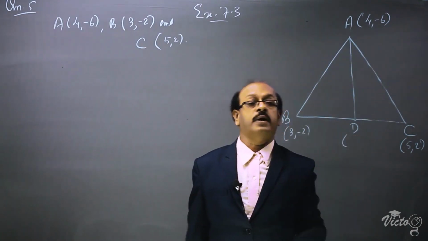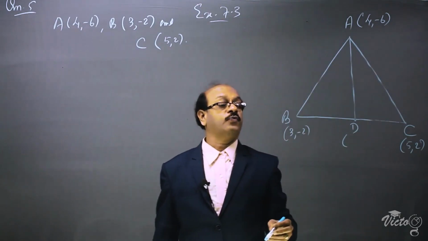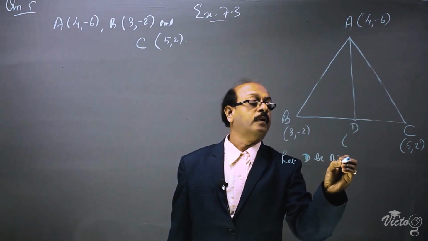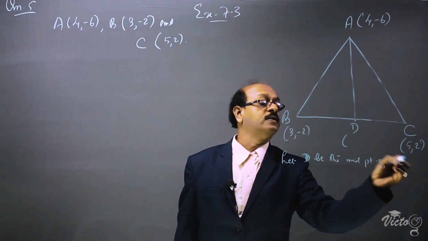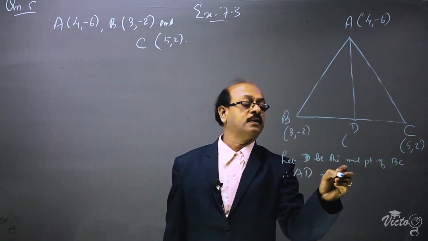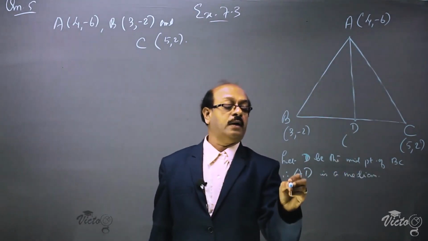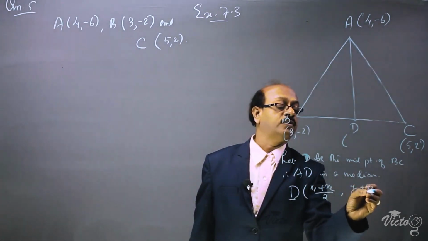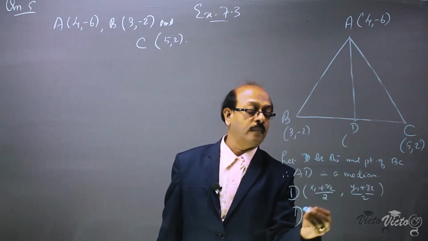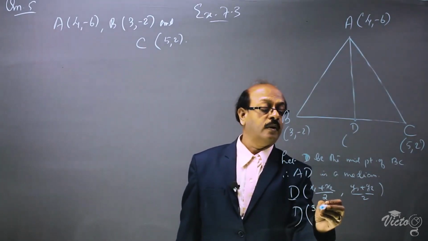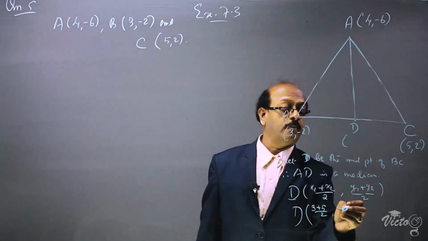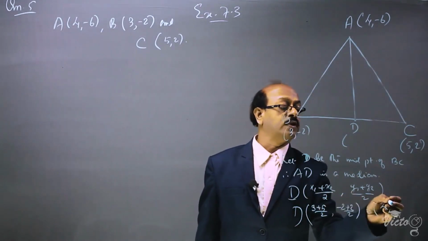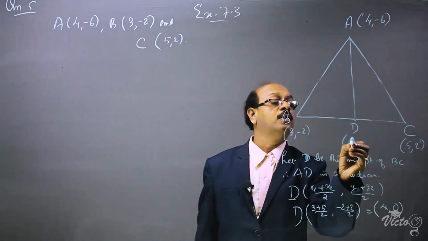Now, we have to find out the coordinates of D. Let D be the midpoint of BC. Therefore, AD is a median. Coordinates of D we find using the formula (x1 plus x2)/2, (y1 plus y2)/2. That means the coordinates of D are (3 plus 5)/2, (-2 plus 2)/2. This is 8 by 2, that is 4, and 0 by 2 is 0 itself. The coordinates of D we are obtaining as (4, 0).